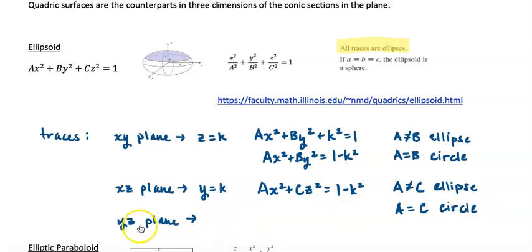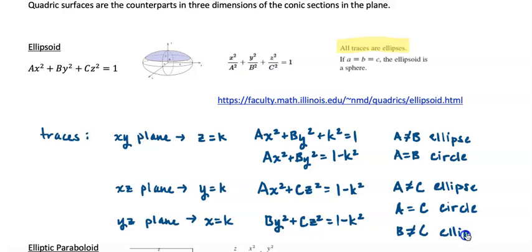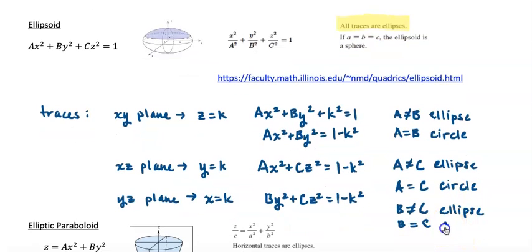We're going to see the same pattern here. In the yz plane, our x value is going to be some k, and the equation of that trace will be in the form of by squared plus cz squared is equal to 1 minus k squared. And in that same way, if b is not equal to c, then this trace is an ellipse. And if b is equal to c, then this trace is going to be a circle.